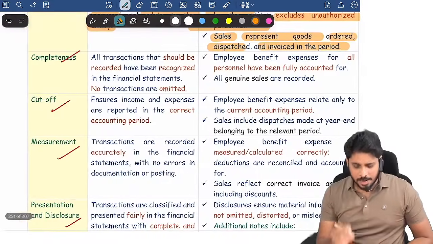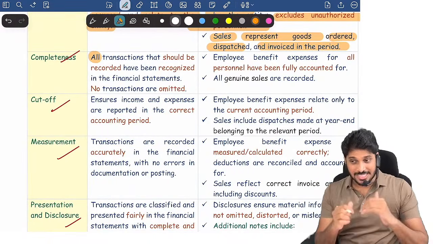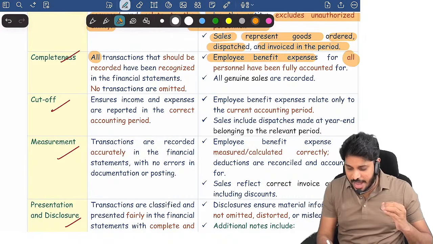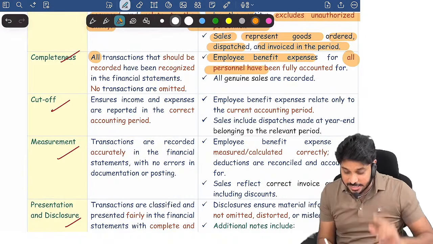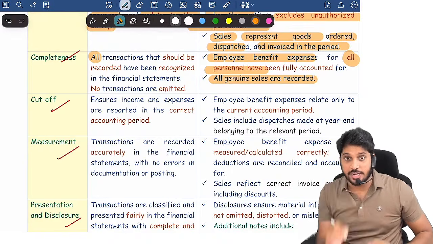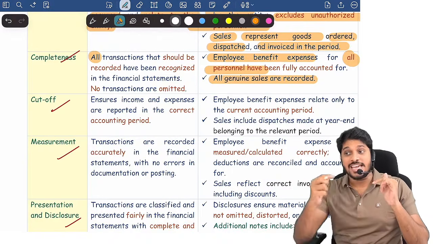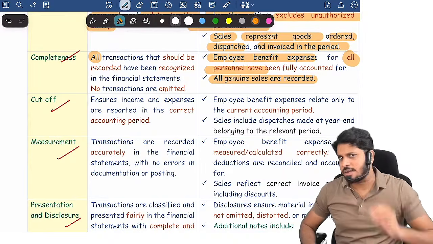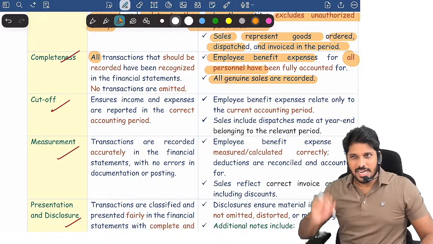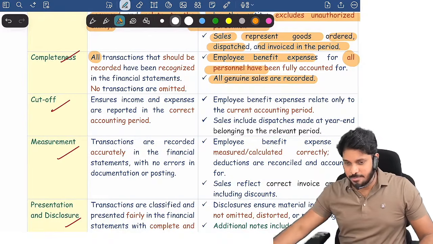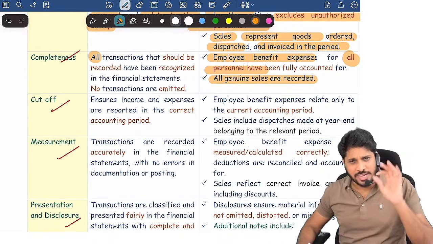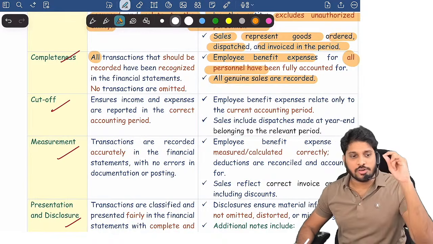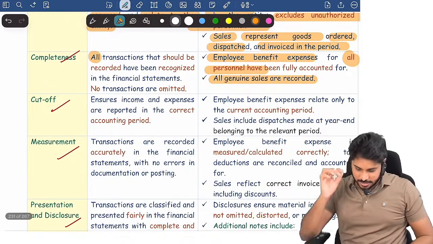Then completeness focuses on all. See that all employee benefit expenses are accounted for every employee. See that all genuine sales are recorded. Completeness focuses on, is there any understatement? Did the company miss to account any sale? Did the company miss to account any employee benefit expense? That is what is focused on in the completeness assertion, guys.